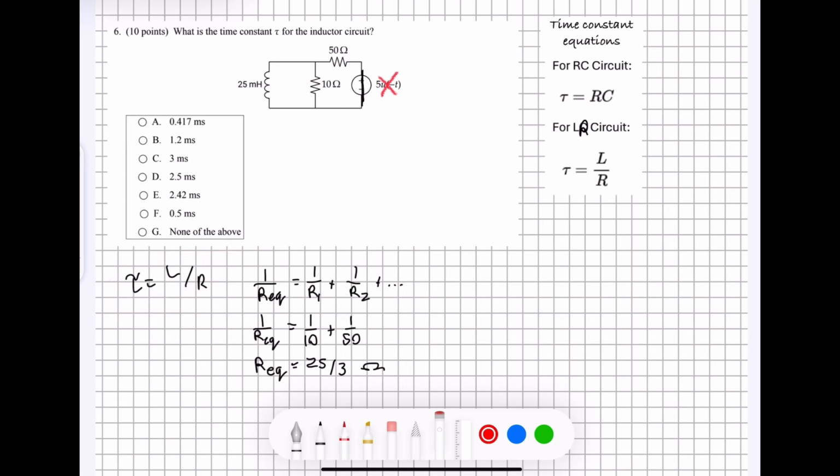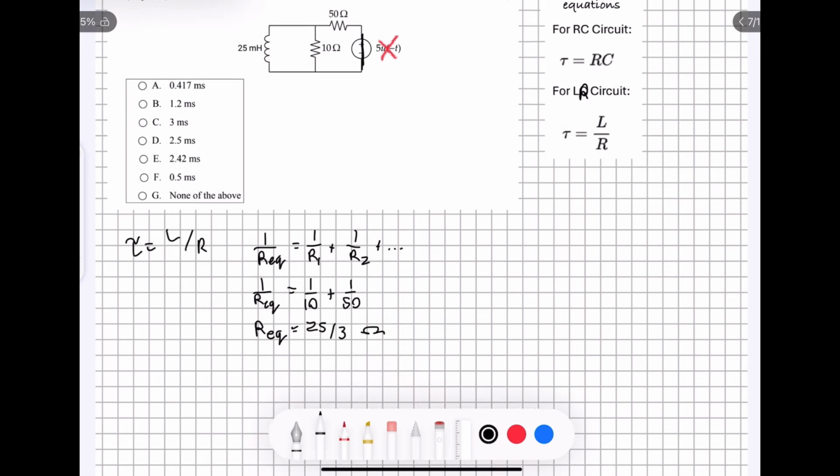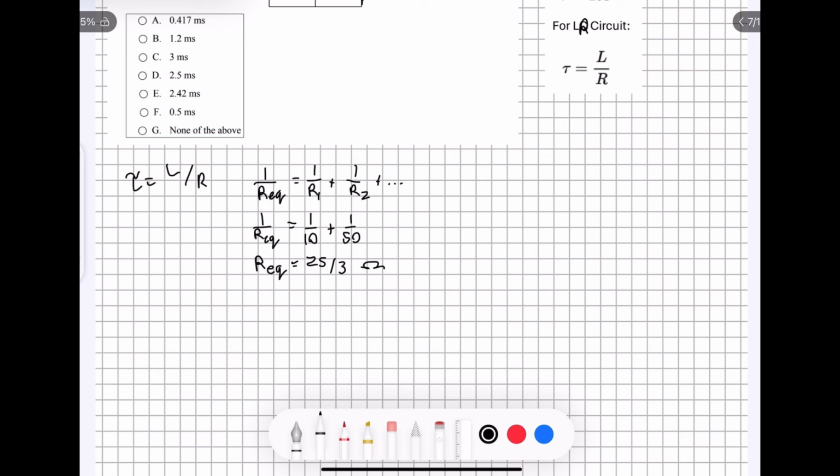Because we only have one inductor, we don't have to do any inductor addition in order to find our L value. That means we can just take this tau equation, and we are going to have 25 millihenries divided by 25 over 3 ohms. Now remember to convert millihenries to henries, because you would get the wrong answer if you didn't do that.